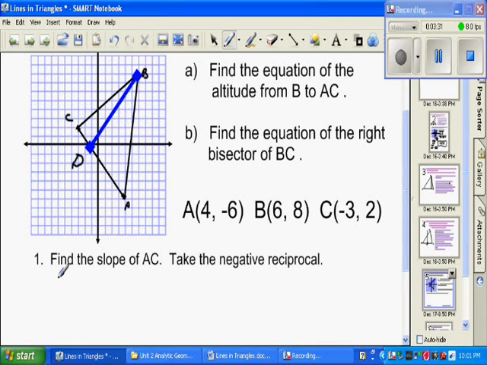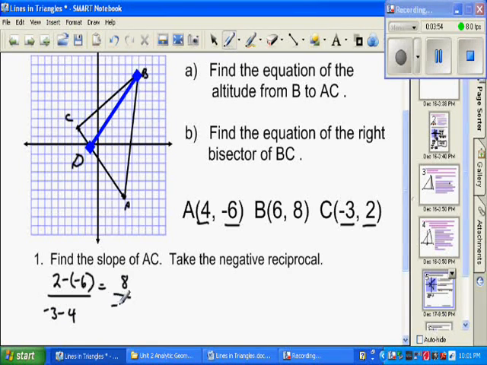So slope of AC, we use our slope formula. So we do y2 minus y1. So we're going to do 2 minus -6 because we're using A and C. Okay, so A and C. And then x2 minus x1. So -3 minus 4.